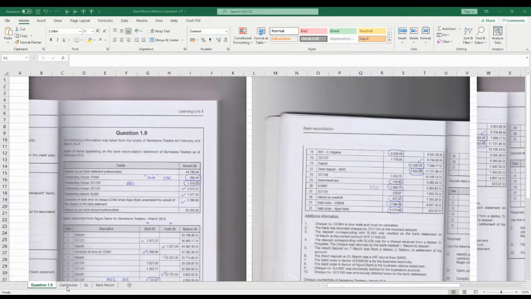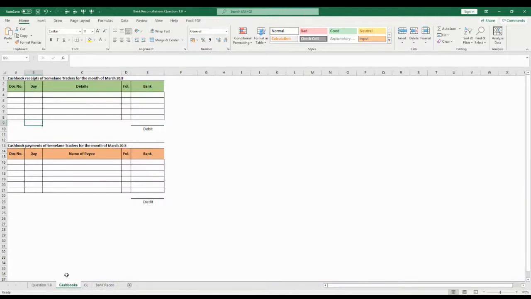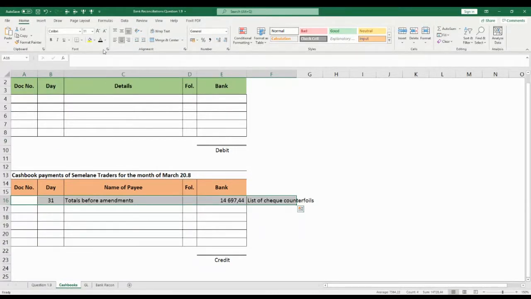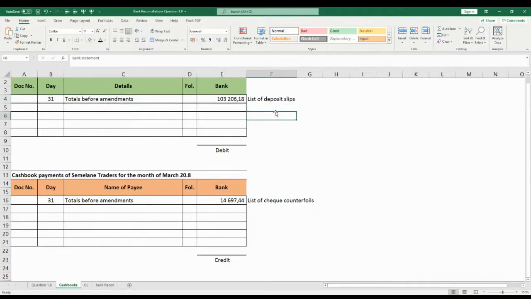So if I open the cash books, the first step you would do is look at the check counterfoils total. The check counterfoils are all the payments that you have made so far. That is what your cash book payments total would be to start off with. That's the first thing you would fill in. And then your deposit slips would be what your cash book receipts amount would be before we even start with any amendments. So that would be step 1 when you do your cash book receipts and cash book payments 4.1.